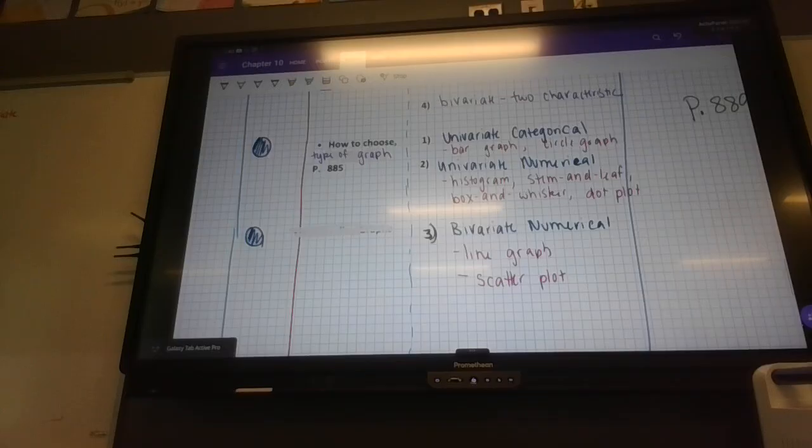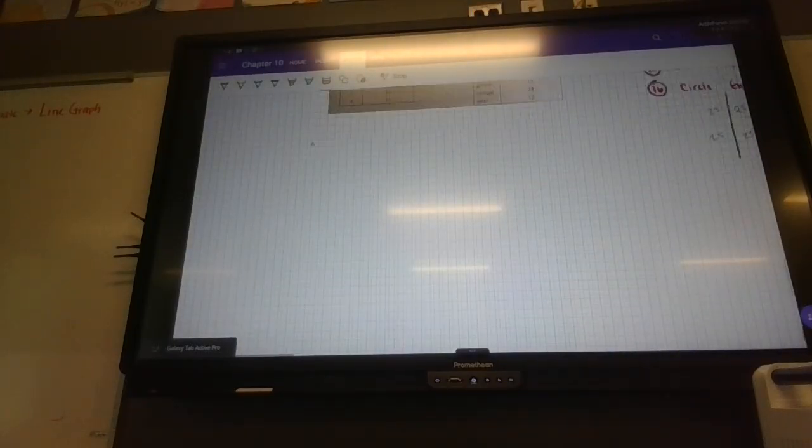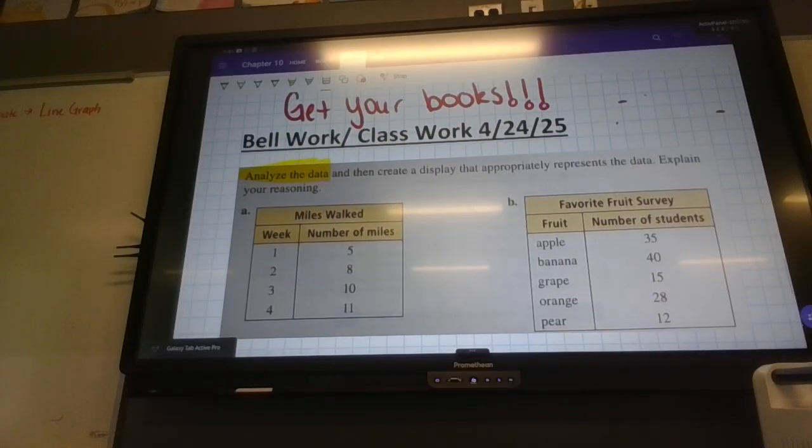So right now we're going to make a line graph. The section is called choosing data displays. If you were to choose a circle graph, that's wrong. You can choose a line graph or a scatter plot if you have numbers and two sets of them. We're making a line graph right now. We're going to plot points and connect it with a line.